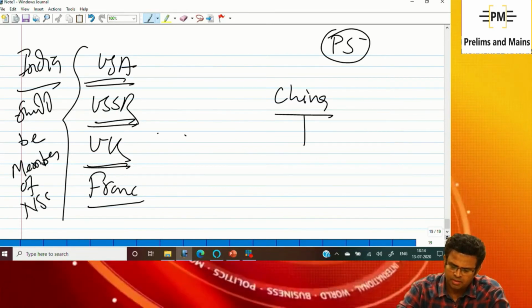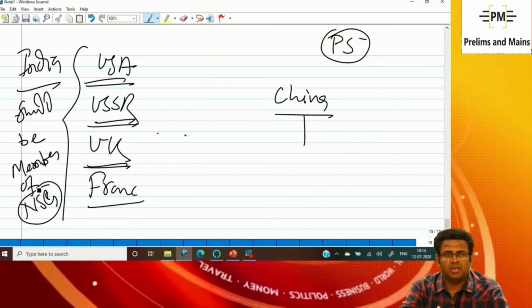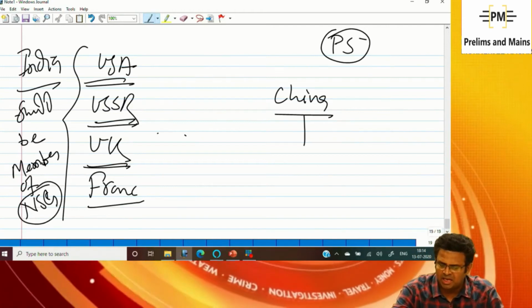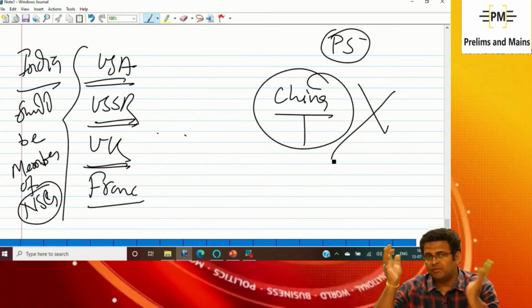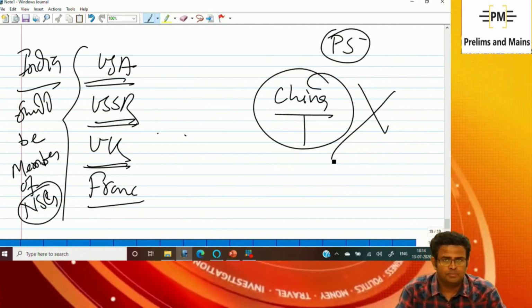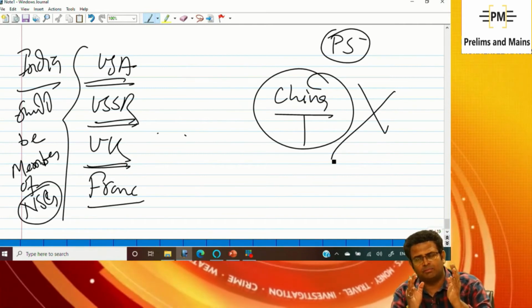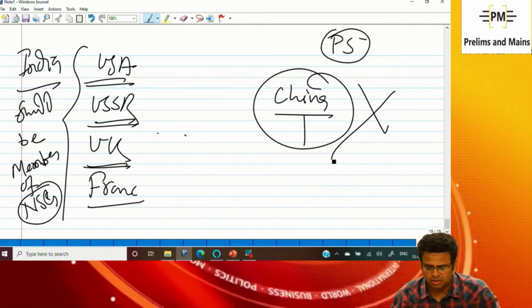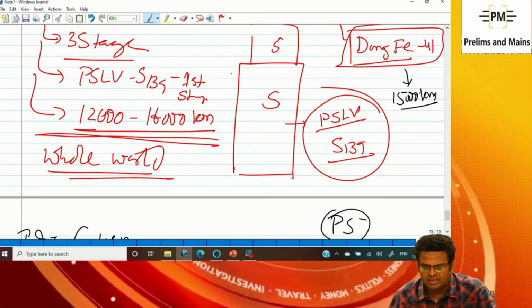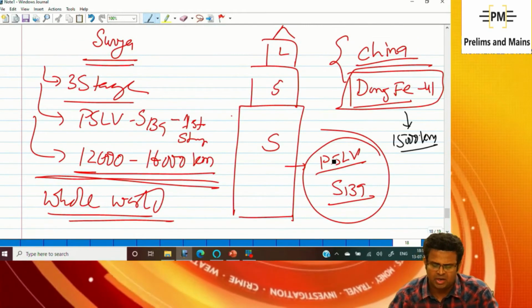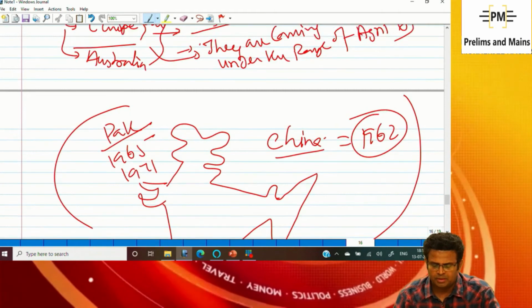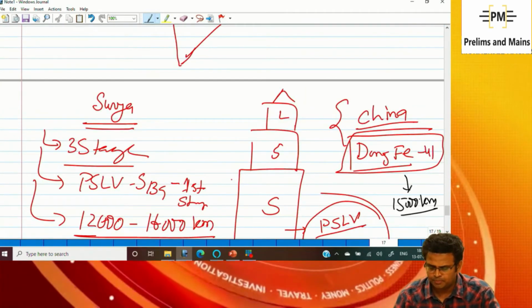Since 2018, 19, 20, every year these 4 countries are saying that India should be a member, but China is the only one saying no, and if China is saying no, India cannot be a member of NSG. We will discuss it more in elaboration in the nuclear technology. So until India becomes a member of NSG, it cannot show Surya, it cannot show Agni 6, clear?